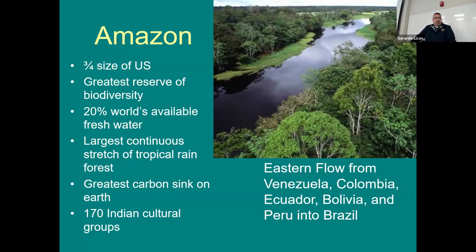Like I mentioned, the Amazon runs east, and all of these countries feed into it: Venezuela, Colombia, Ecuador, Bolivia, Peru, and then obviously Brazil.